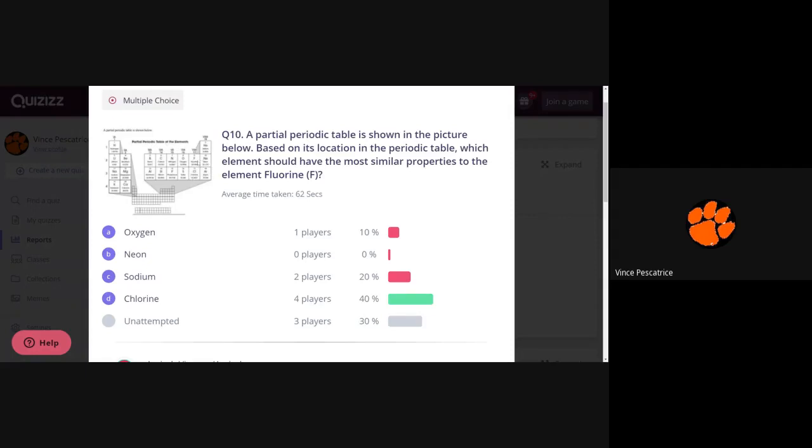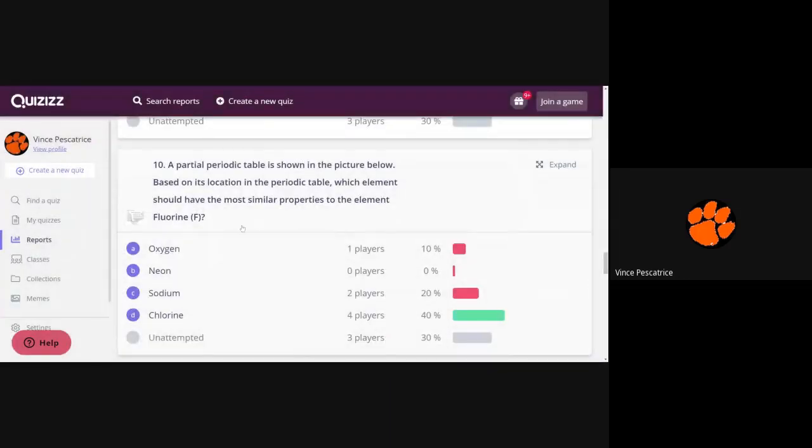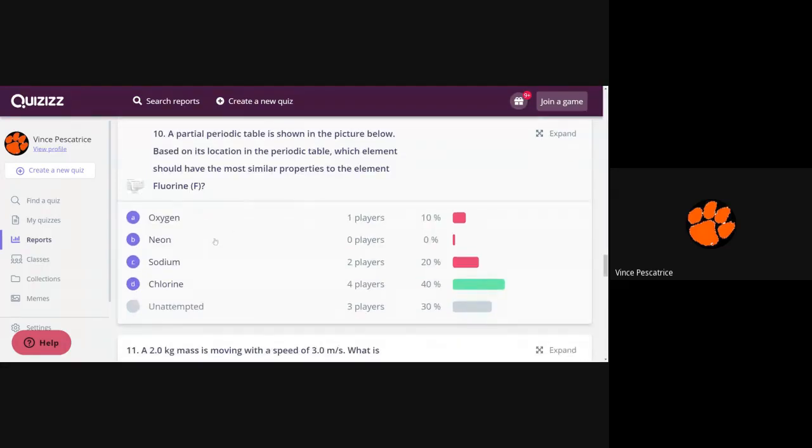So chlorine and fluorine are in the same column, and they will have the most similar properties. Neon is next to it, and so is oxygen. Oxygen's very reactive, but not nearly as reactive as fluorine. Neon's not reactive at all, so it's basically the opposite of fluorine. Sodium is on the far other side of the table. The same column means the same family. Fluorine, chlorine, iodine are all in the same family of halogens, so they all behave similarly.